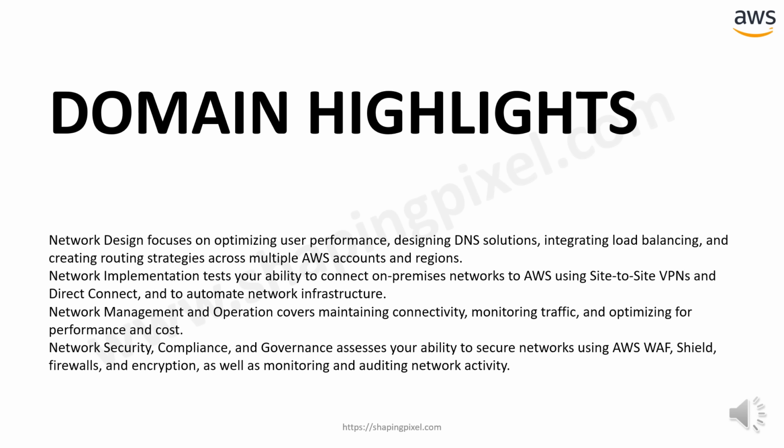Network design focuses on optimizing user performance, designing DNS solutions, integrating load balancing, and creating routing strategies across multiple AWS accounts and regions. Network implementation tests your ability to connect on-premises networks to AWS using site-to-site VPNs and Direct Connect, and to automate network infrastructure. Network management and operation covers maintaining connectivity, monitoring traffic, and optimizing for performance and cost.